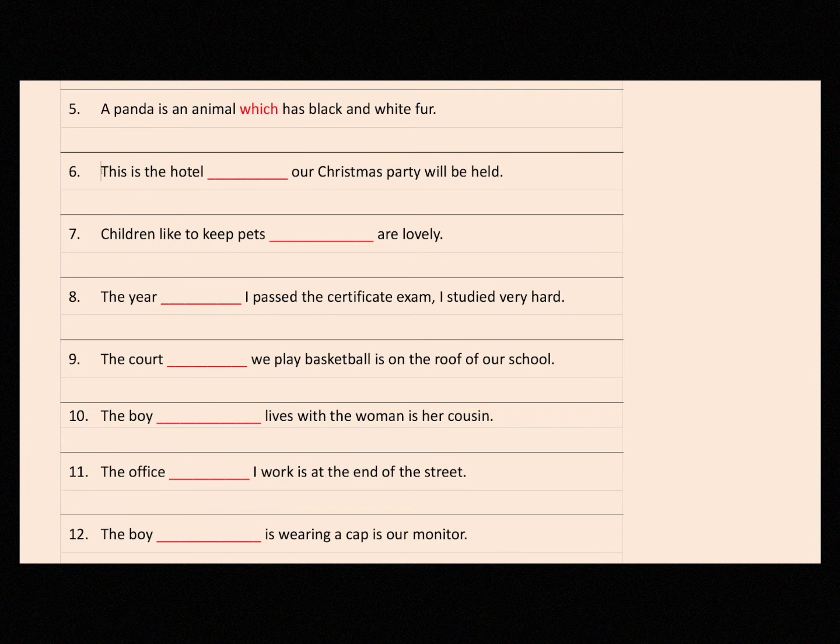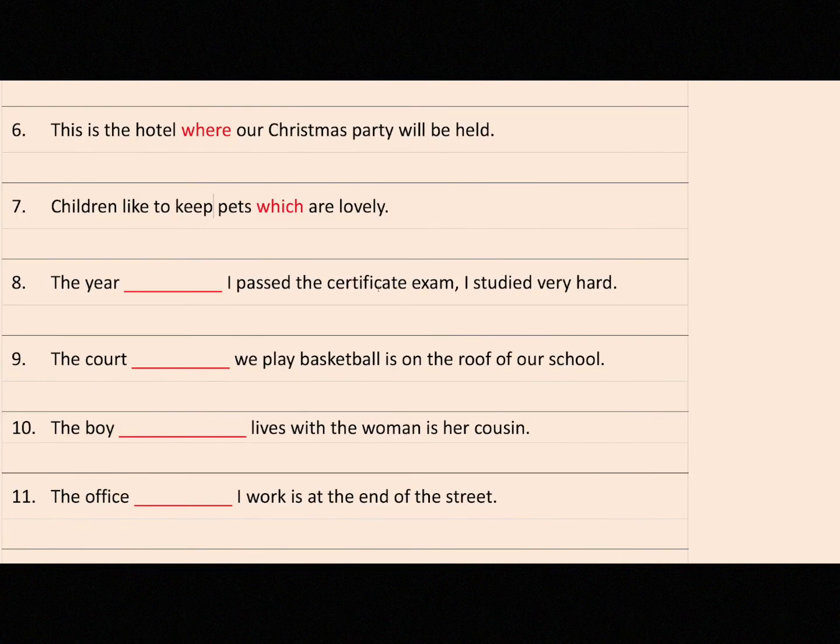And for number 6, this is the hotel. Hotel is a place, we use where. This is the hotel where our Christmas party will be held. Number 7, children like to keep pets. Pets are like animals, and that's why we use which. Children like to keep pets which are lovely. For number 8, we say a year, because a year is a time, and that's why we use when. The year when I passed the certificate exam, I studied very hard.